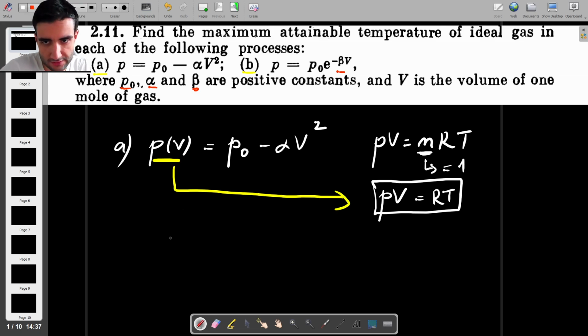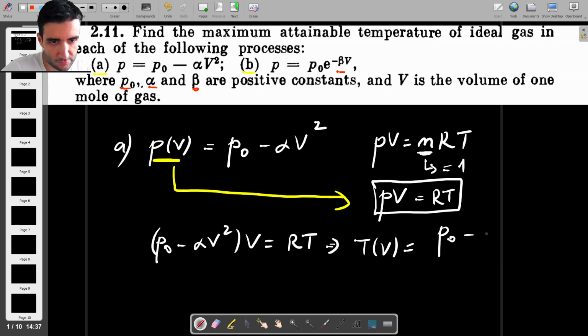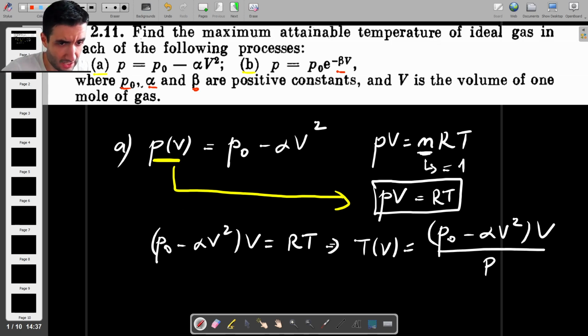If I do that, instead of P, I'm going to write P naught minus alpha V squared, multiplied by V, is equal to RT. That instantly gives us an expression for temperature as a function of volume. T as a function of volume is P naught minus alpha V squared, times V, over R. You can see that this is just a function of volume, because everything else on the right hand side, P naught, alpha, and R, are all constants.